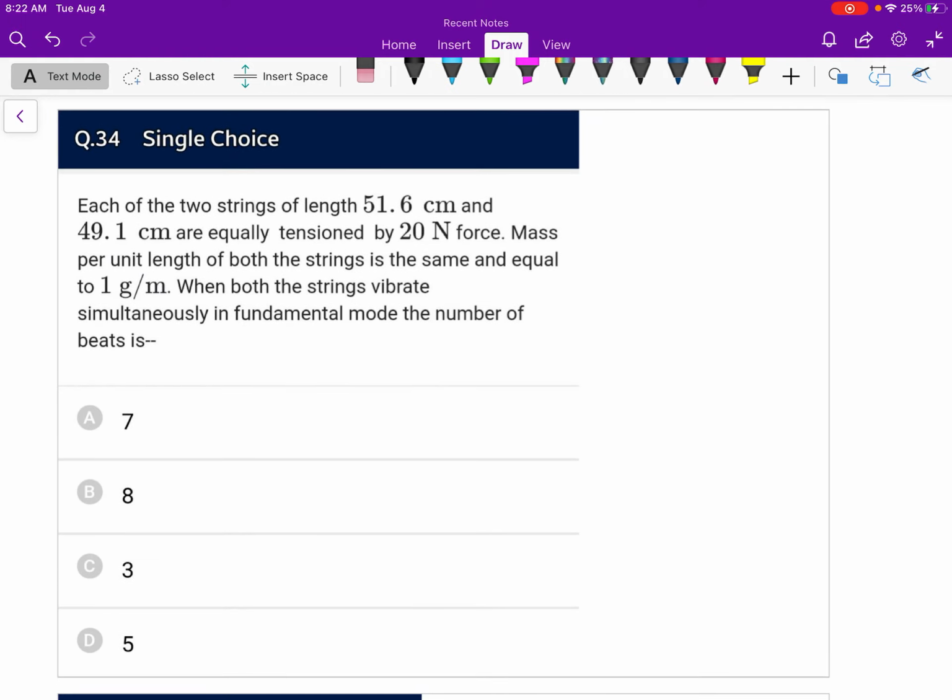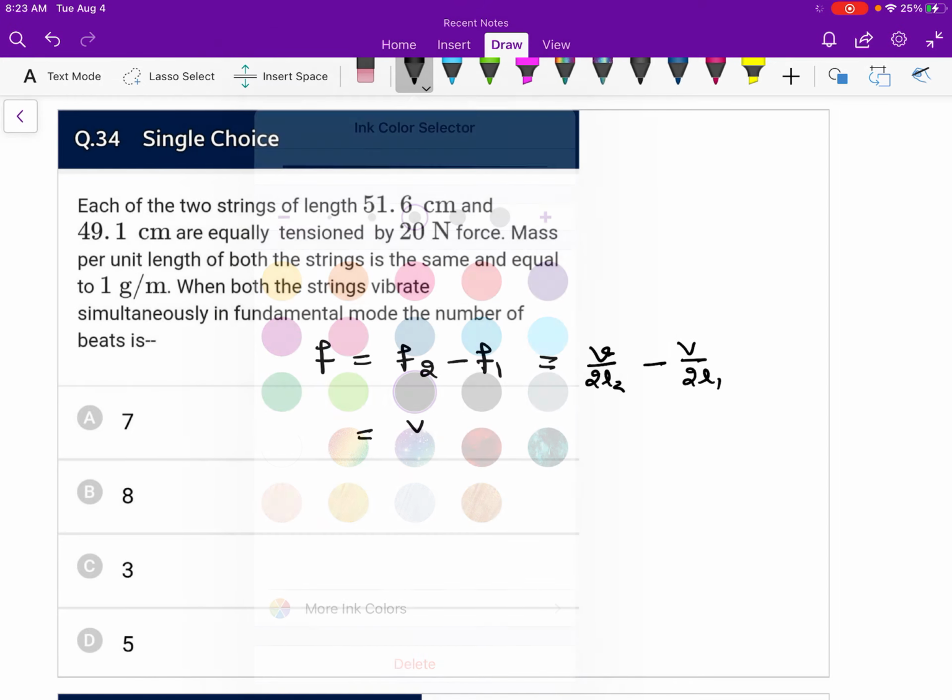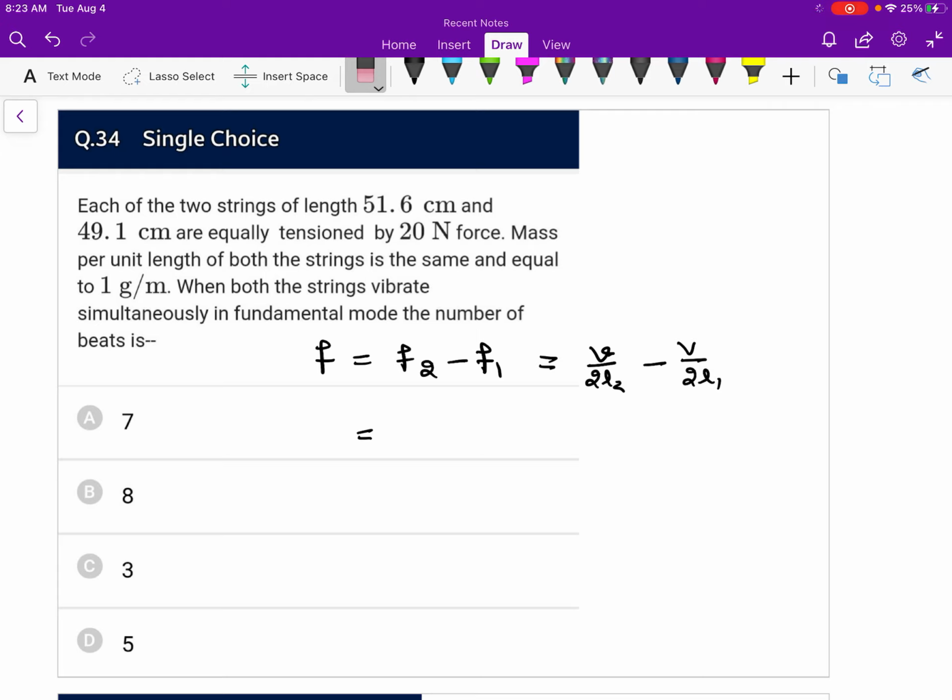Each of two strings has this mass per length, then both the strings vibrate simultaneously. Fundamental note, the number of beats is, so number of beats F is F2 minus F1. Second string has lesser length, so its frequency will be greater. So F2 minus F1. So that is V upon 2L2 minus V upon 2L1. So this is V by 2 times (1 by L2 minus 1 by L1).